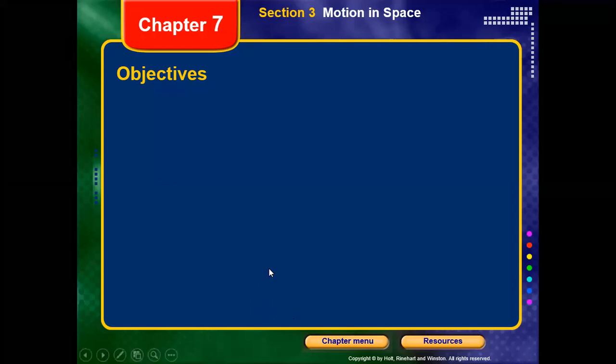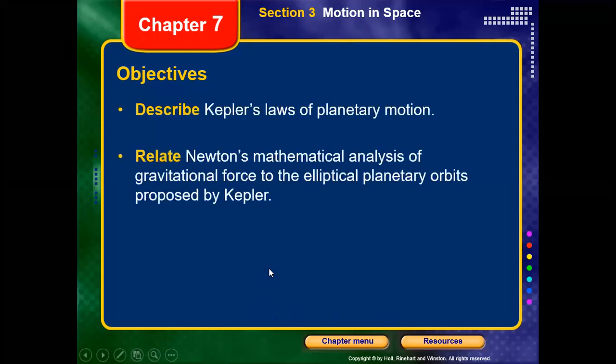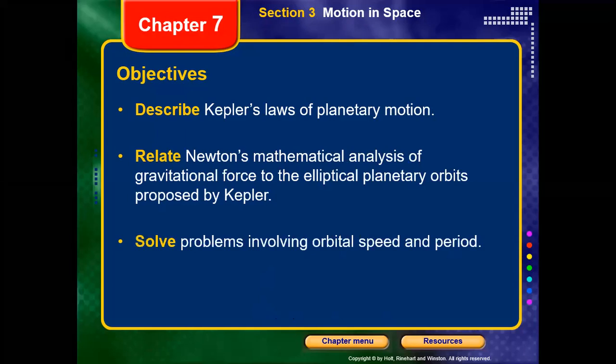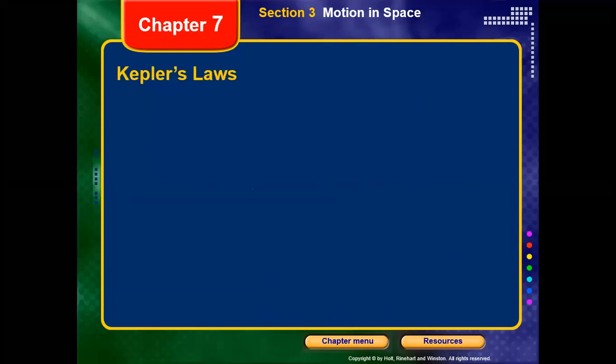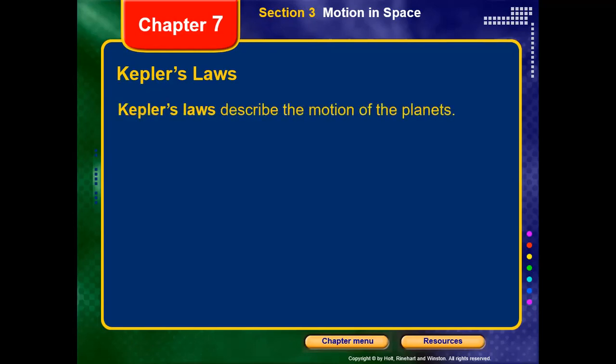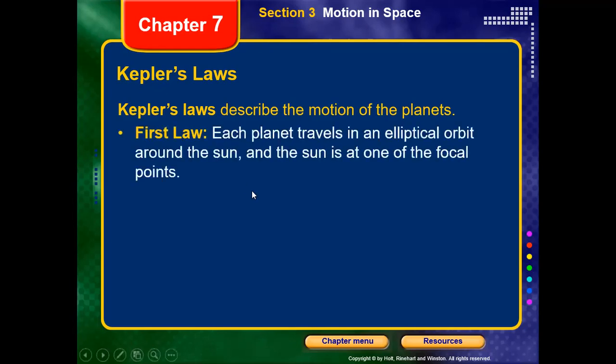He produced 3 laws. The 3 laws have a statement we talked about yesterday. The first law talks about the orbits around the sun. Planets rotate in an elliptical orbit, not a circular orbit. An elliptical orbit has 2 centers. So the first law, Kepler's first law: each planet travels in an elliptical orbit around the sun, and the sun is in one of the focal points.